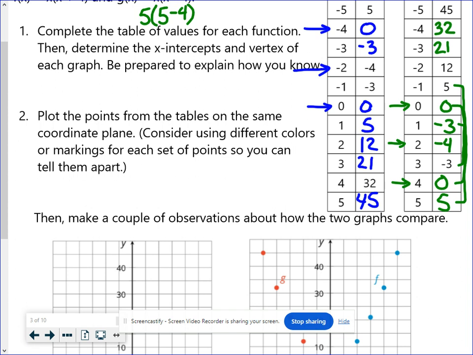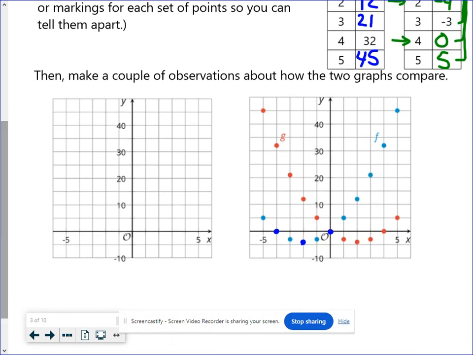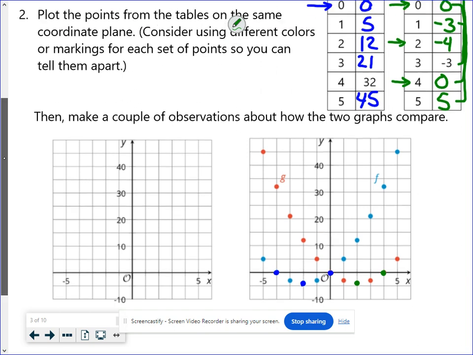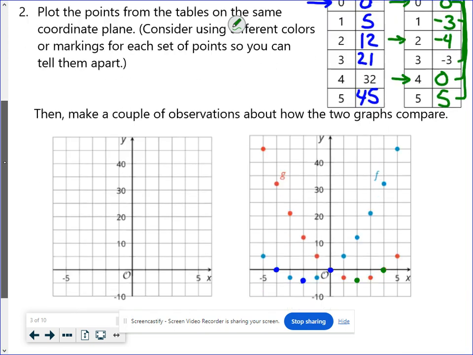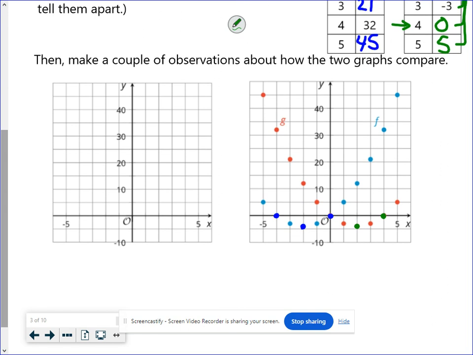In the g of x function, which has the red dots, the vertex is at 2, -4, which is right, I'll use green on here. 2, -4 is right here. And 4, 0 is one of my x-intercepts, and the other one is also at 0, 0, right here. So they kind of cross over, okay?